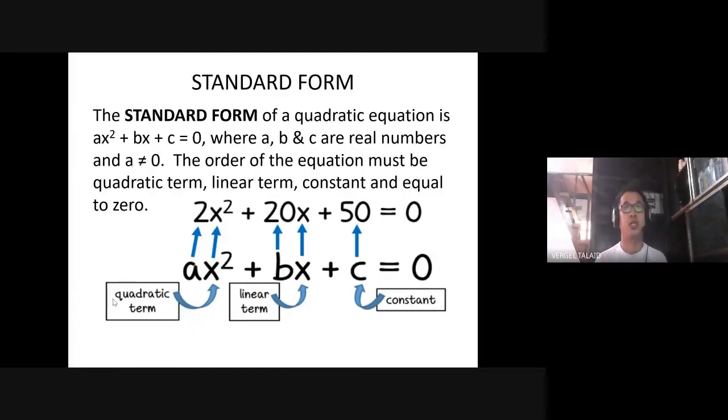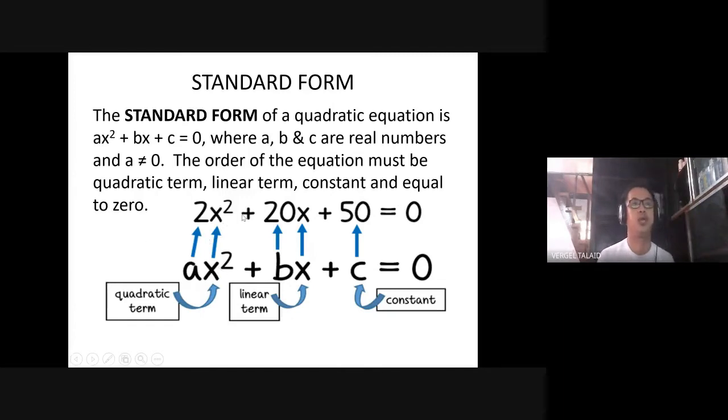Now, writing an equation in standard form. So how are you going to write a quadratic equation in standard form? The standard form of a quadratic equation is ax squared plus bx plus c is equal to 0, where a, b, and c are real numbers, and a should not be equal to 0. Take note that a is the leading coefficient; if it is equal to 0, the result is linear, not quadratic. So the order of the equation must be the quadratic term, ax squared, the linear term, bx, then the constant c, and is equal to 0.